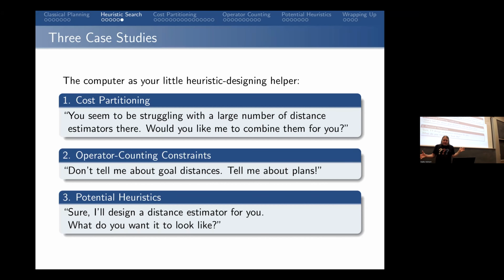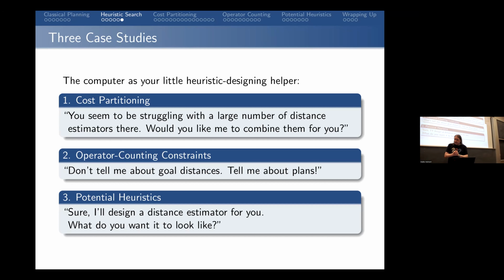There are three topics I want to talk about that, in a sense, build on each other. So this is in a way one stream of research, a continuous line of research. Three parts. The first part will be on cost partitioning. The second part is on operator counting constraints. And the third part is on potential heuristics. I hope we'll be able to finish all of them in the allocated time.